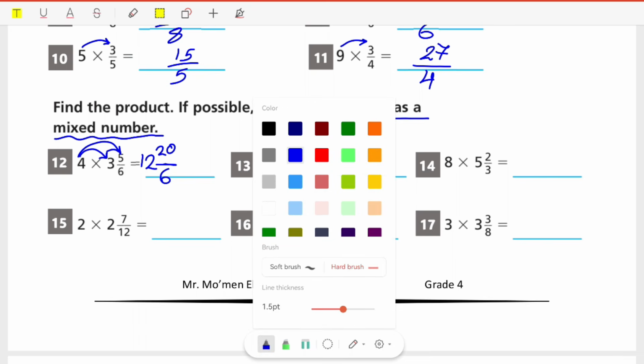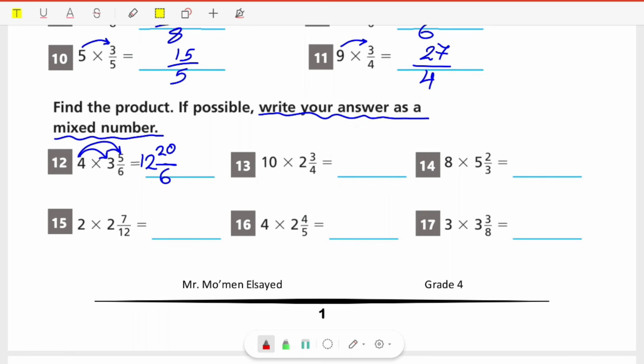Now we're gonna start to convert this, because it's a bad form. 20 is greater than 6. Of course we can't leave it like that. Now we're gonna search in table 6 for 20. Do we have 20 in table 6? We don't have 20 in table 6. So what's the closest number in table 6 to 20? Let's say that 6 times 3 equals 18.